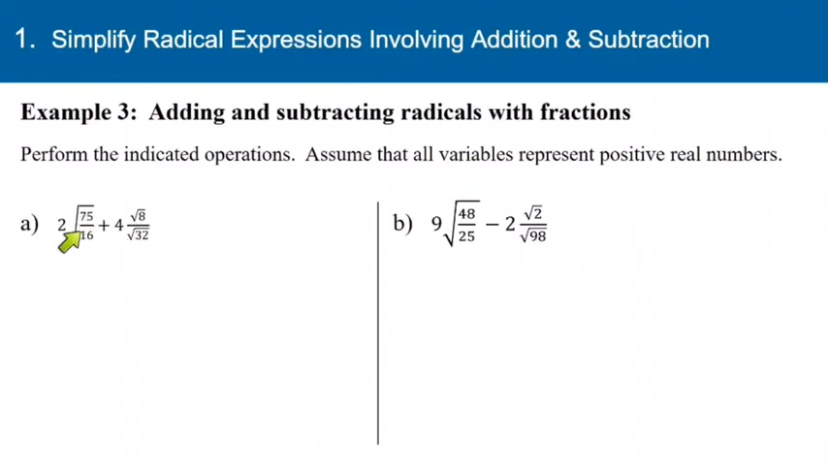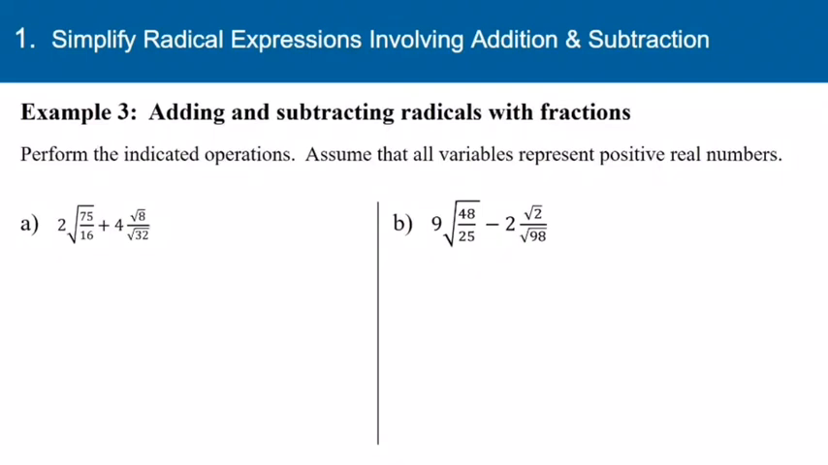So first what I want you to notice is that 75 over 16 cannot be reduced. And therefore it's in our best interest right here to split this up into 2 separate radicals and simplify them each separately. But on the second term, 8 over 32 could be reduced if these two numbers were under the same radical together.